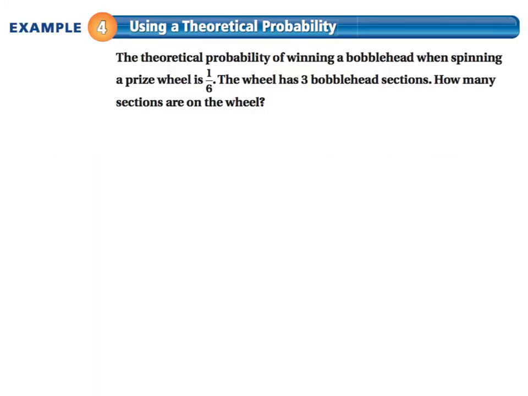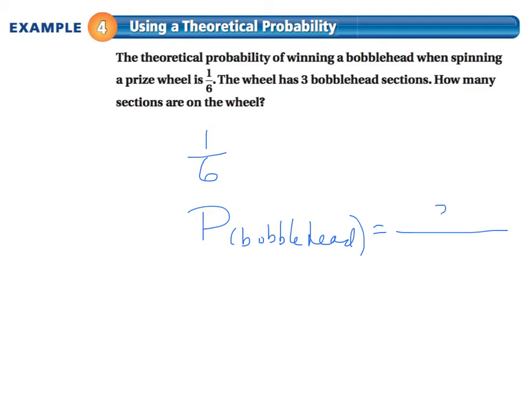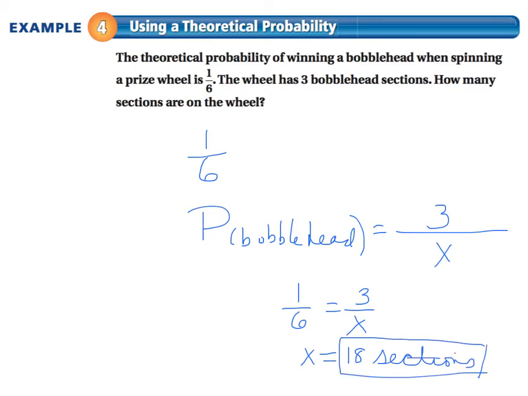In example 4, we're going to talk about using theoretical probability. It says that the theoretical probability of winning a bobblehead when spinning a prize is 1/6. The wheel has 3 bobblehead sections. How many sections are on the wheel? So we want the probability of a bobblehead. Now, the number of bobblehead sections are 3. We want the total number, which we do not know. So we know 1/6 equals 3 over x. We can cross multiply, and that gives us 18, because 3 out of 18 is the fraction 1/6. So there are 18 sections on the wheel.